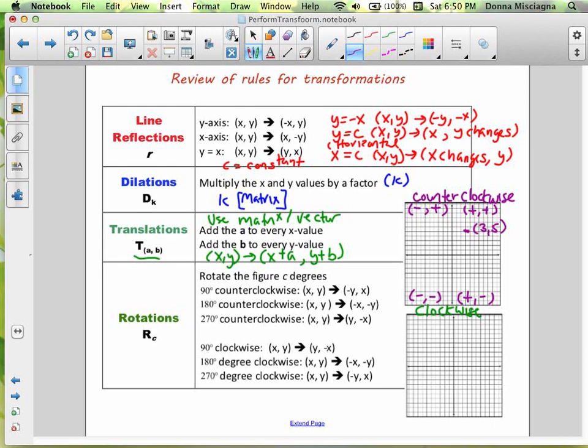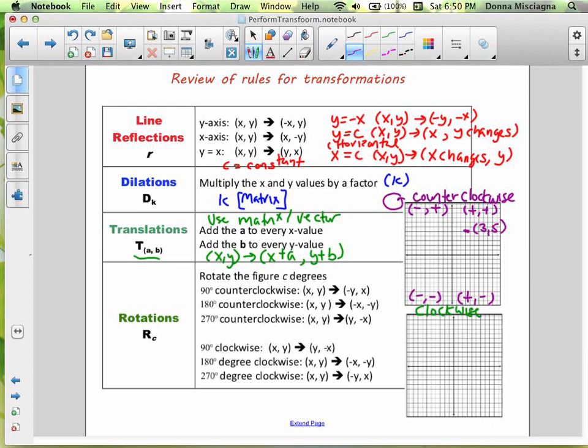All right, so we'll just start right there. If we rotate 90 degrees counterclockwise, just a little reminder, counterclockwise will look like this. It's opposite the way the hands on the clock go. So we're going to go to our second quadrant, which is the one with a negative, positive.